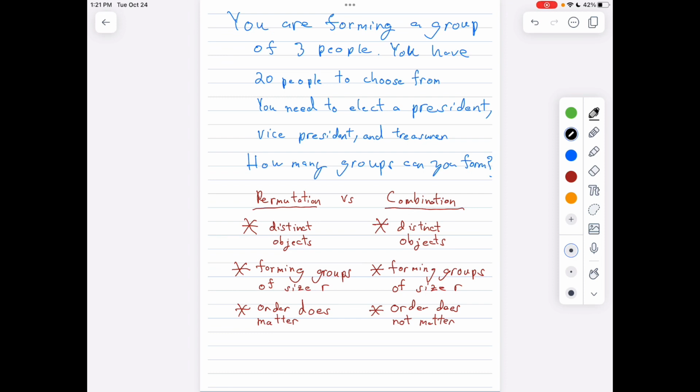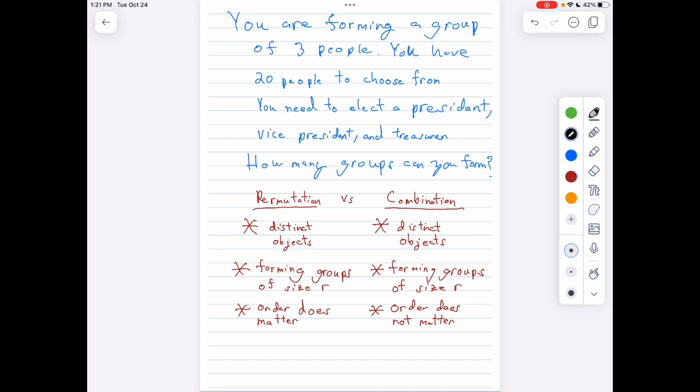You're going to form groups of size R. R is less than or equal to the total number of people you have; that's just the size of group that you want. But the big difference: with a permutation, the order does matter, and with a combination it does not matter. So in our case here, we're going to use a permutation because the order matters.